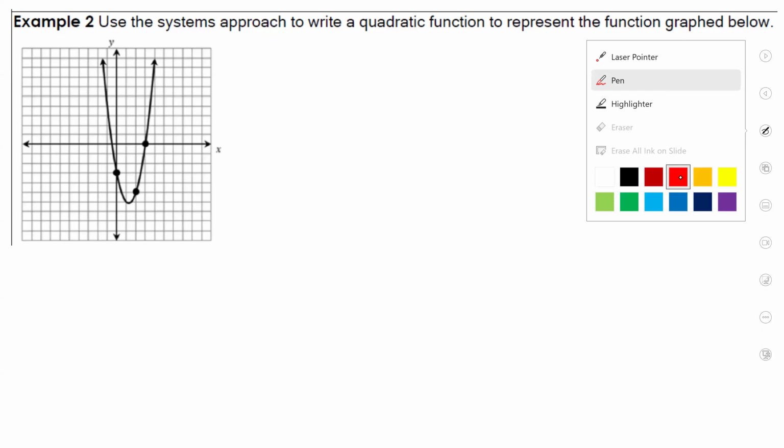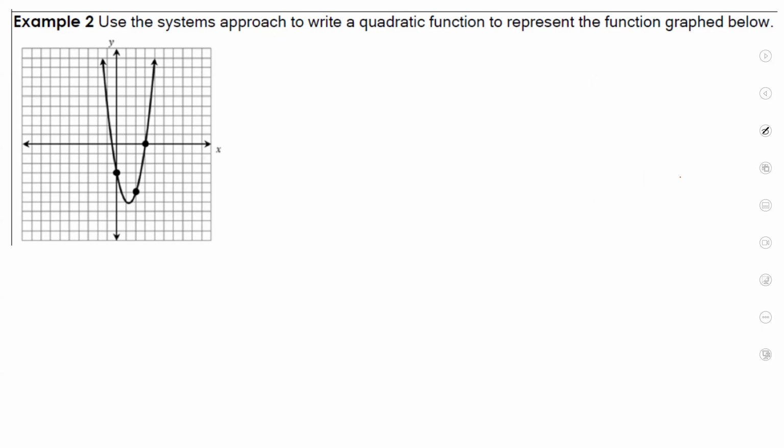Let's go ahead and label these points on our graph. This point right here is 0, negative 3. This point down here is 2, negative 5. And this point right here is 3, 0. We're going to do the exact same thing. Remember, we're always using the standard form. Y equals ax squared plus bx plus c.